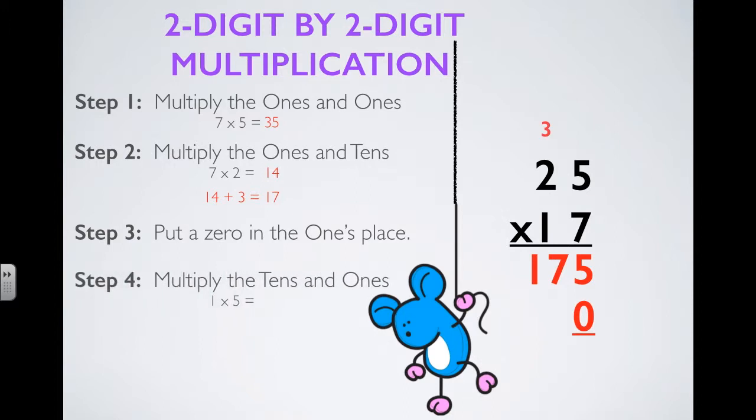Step 4 says that we're going to multiply the tens and the ones. 1 and 5 multiplied together equal 5. We're going to write our answer in the tens place because we multiplied a 10 times a 1. So it actually was 10 times 5 that we multiplied. 10 times 5 equals 50.